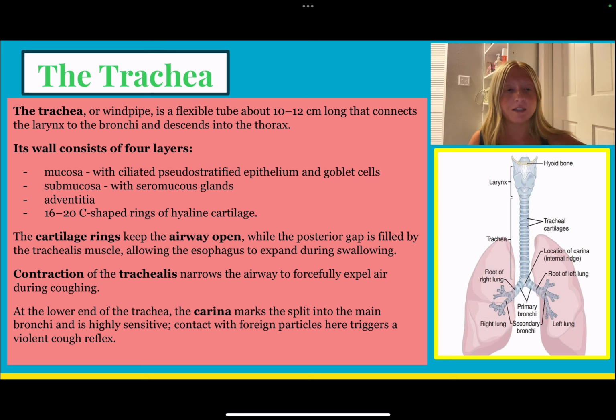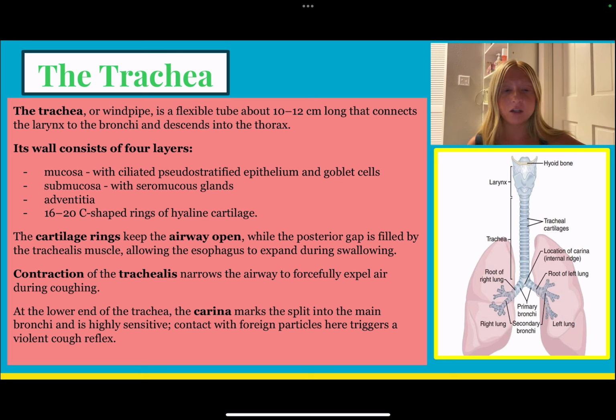These cartilage rings keep the airway open, while the posterior gap is filled by trachealis muscle. This allows the esophagus to expand during swallowing. Contraction of the trachealis narrows the airway to forcefully expel air during coughing.